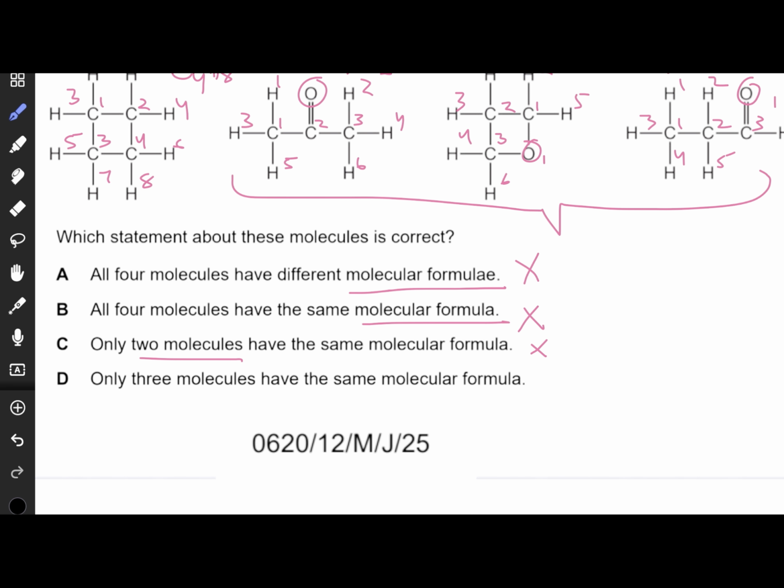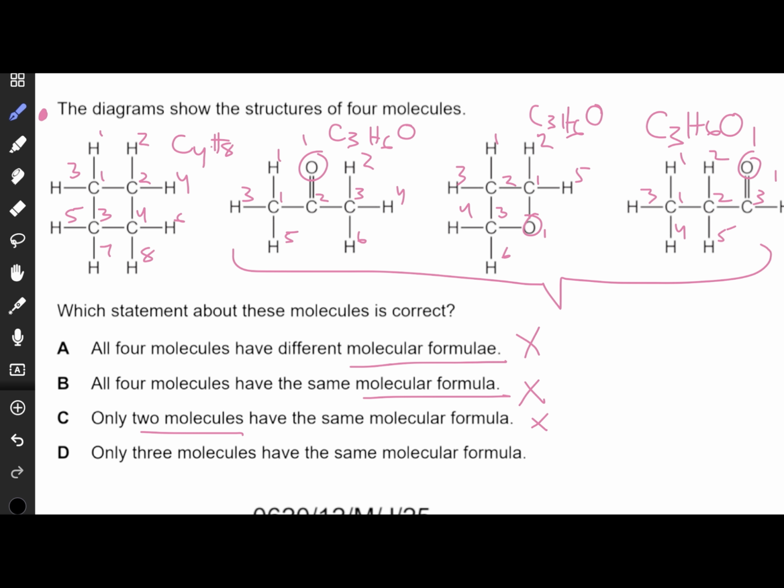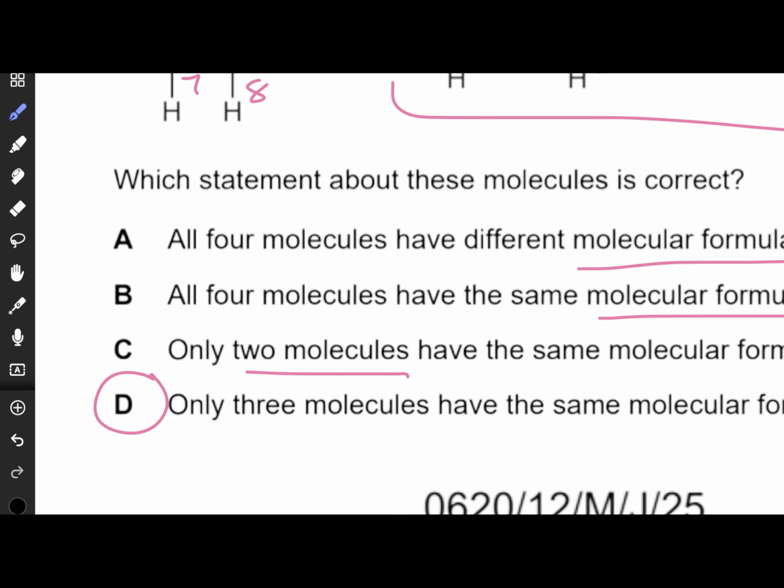And the last option says that only 3 molecules have the same molecular formula. Well, that's absolutely correct because yes, 3 of them have the same molecular formula, so the right answer is D.